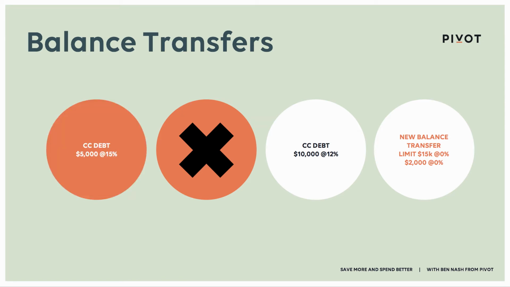We then look at what is the next highest interest rate on the other debt that you've got. And in this case, it's the smaller card, which is sitting at a 15% interest rate.